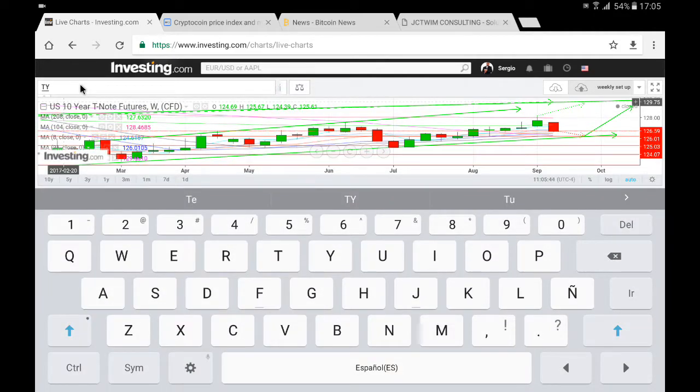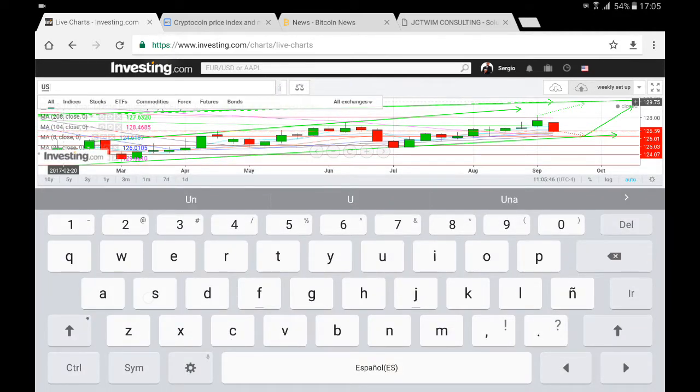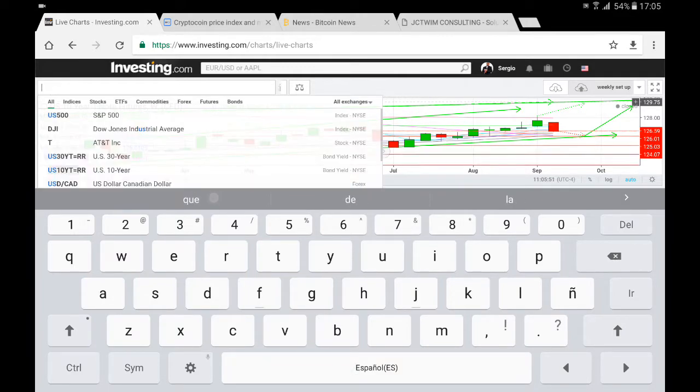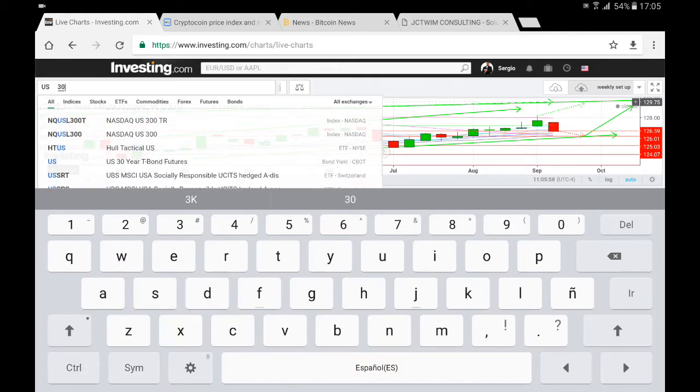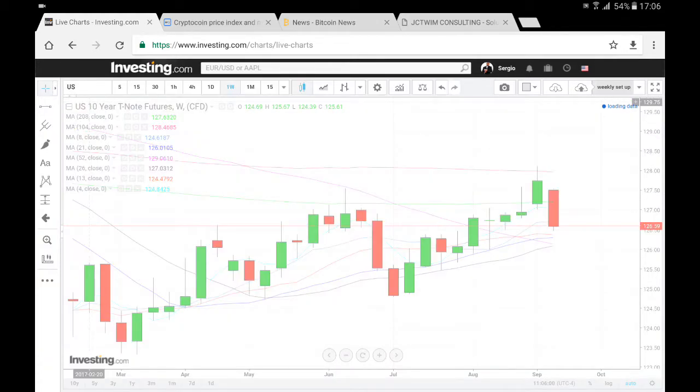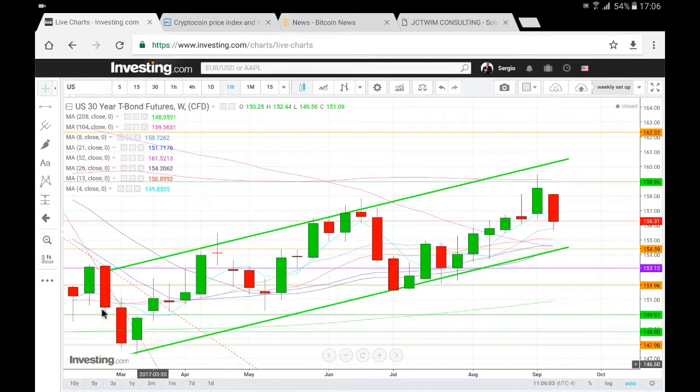And now let's have a look at everything with the treasury bonds, the 30-year treasury bonds futures over here. And you see exactly the same thing. You see over here your bullish channel, connecting one, two, three resistance and pivot points, and over here one and two supports. That's your inner channel.